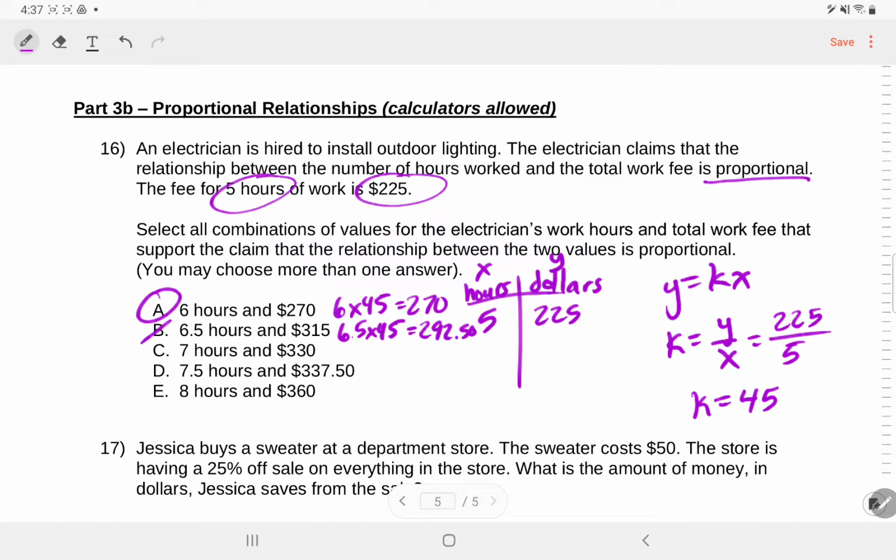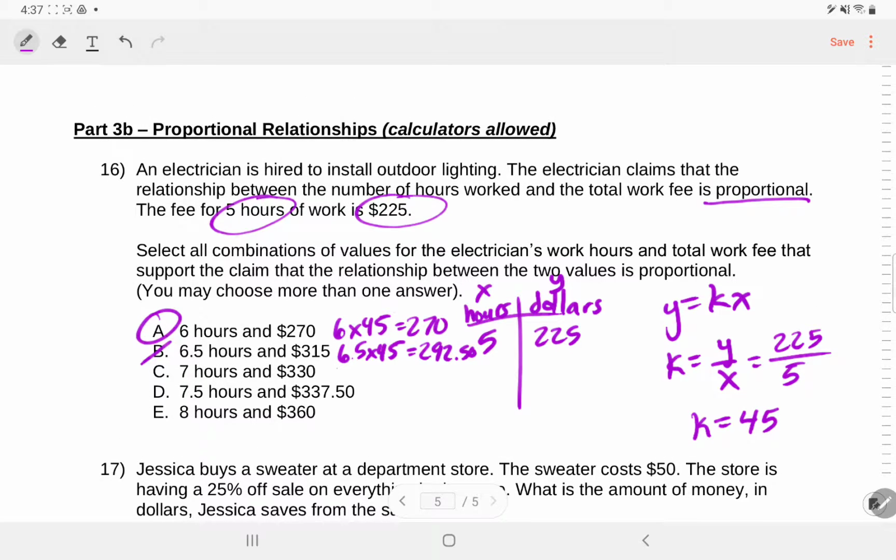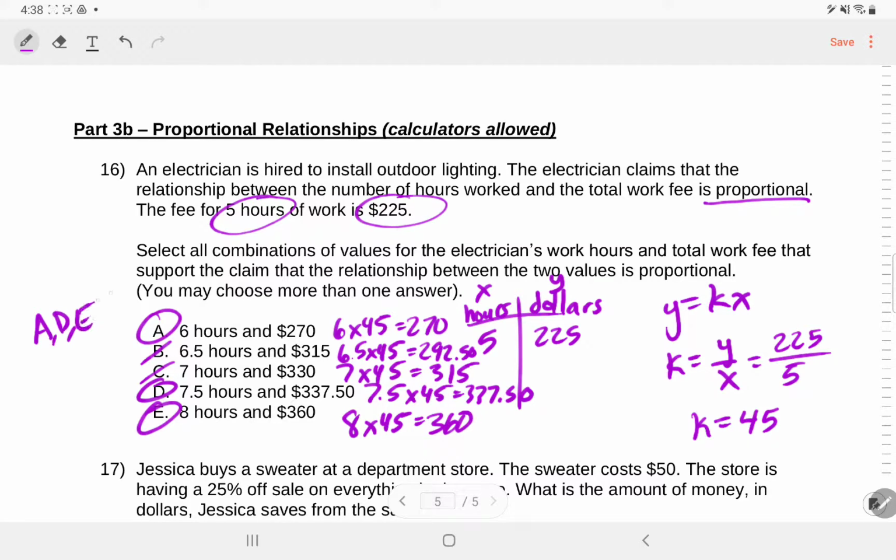For C, 7 hours times 45. Does that give us 330? 7 times 45 is 315. It is not C. For D, 7.5 times 45. Does that give us $337.50? 7.5 times 45 gives us $337.50. So it is D. And for E, 8 times 45, does that give us 360? 8 times 45 does indeed give us 360. Therefore, our answers for 16 are A, D, and E.